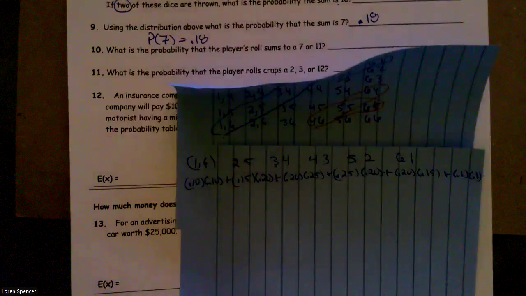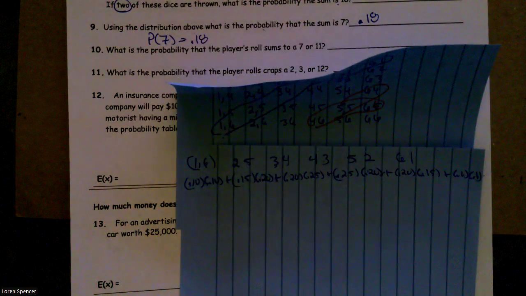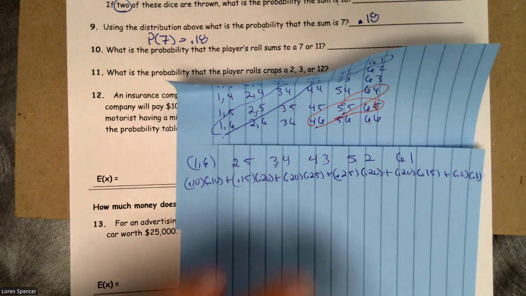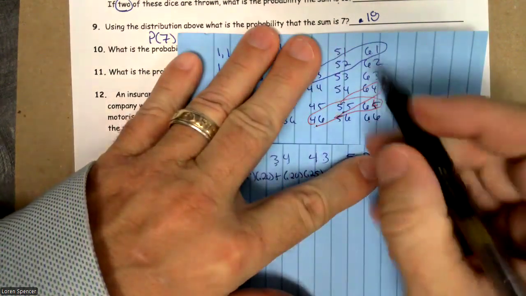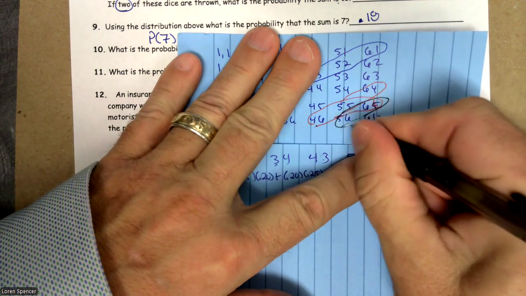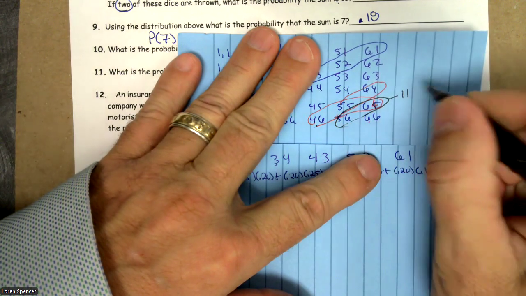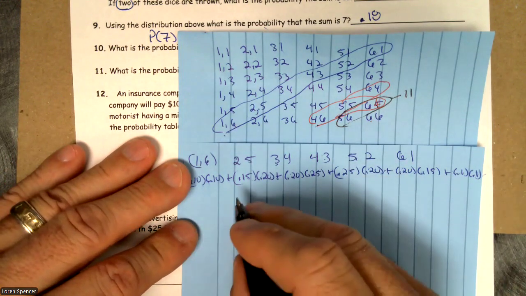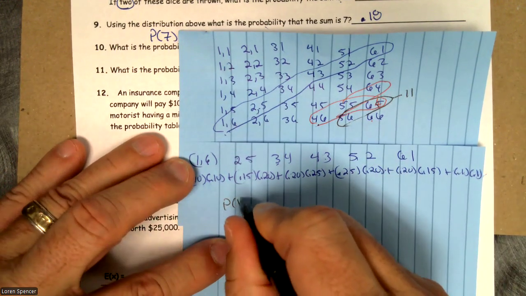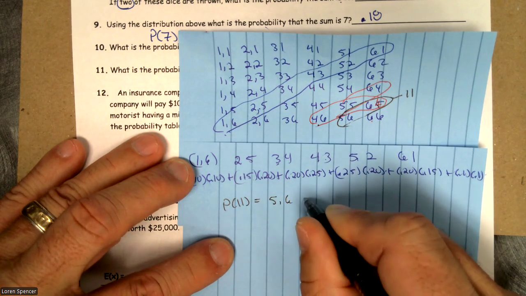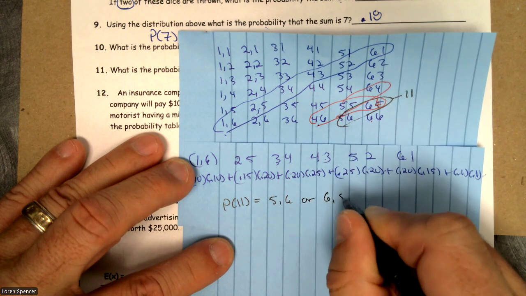The next thing it asks for, what's the probability of getting an 11? All right. So the probability of getting 11, well, how can I get 11? Well, if I look at the table, the only way I can get to 11 is 5 and 6 and 6 and 5. These add up to 11. Okay. So 5 and 6 and 6 and 5. So we need to figure out the probability of 11. Well, the only way I can get that is a 5, 6 or a 6, 5.